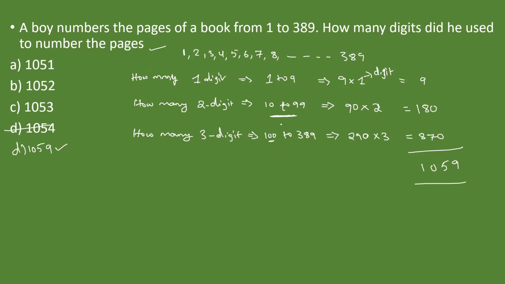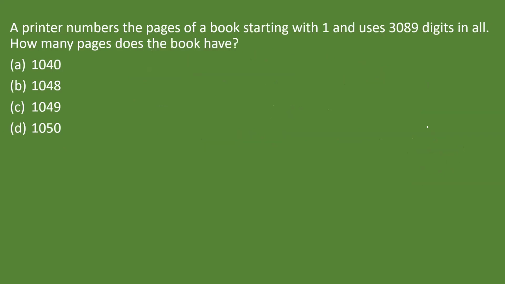And similarly here also, what you need to do is simple. Do like this, 99 minus 10, but add +1 to it. Similarly, 389 minus 100, what it becomes? 289 plus 1, 290. Here also same, 9 minus 1 plus 1. So please be careful with this range. How you are writing that is important for this type of questions. Okay, 1059 is the answer. Now we will move to our next question.